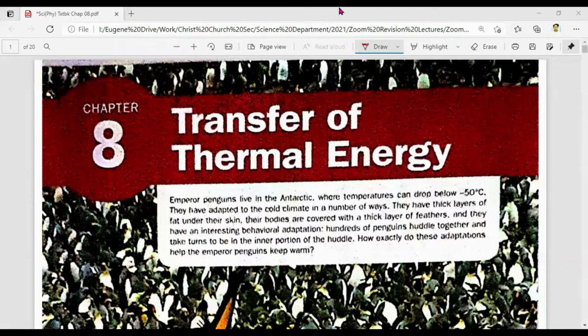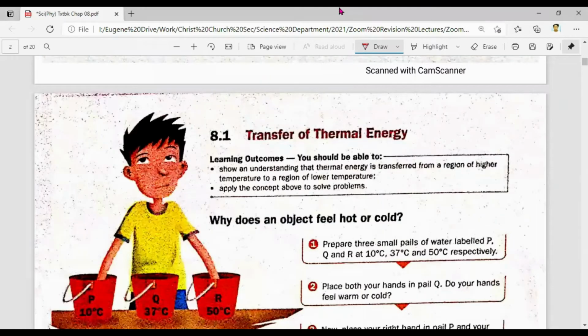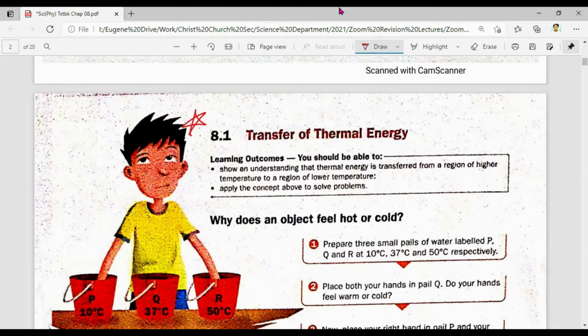Okay, so we're at chapter 8 now. We're going to look at 8.1. I'm not sure how many of you really spend time looking at it, but 8.1 is actually a very, very important part. Without 8.1, the rest of it is very hard to apply. So for 8.1, what you're going to learn is to understand temperature and apply the concept to solve problems.